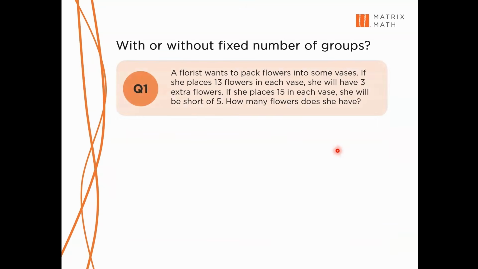Before we go into the questions in your worksheets, I'll be using the poll function. What I need you all to do is look at question 1 here on the screen, not in your worksheet, and based on what I explained, choose if there is a fixed number of groups or no fixed number of groups.